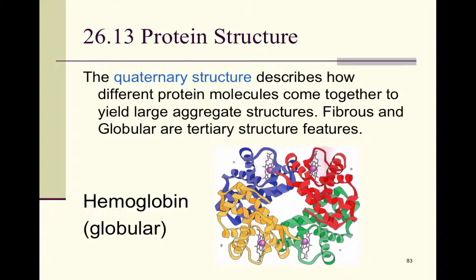The quaternary structure describes how the different protein molecules come together to yield large aggregate structures. This is where the terms fibrous and globular come from. And here is a structure of hemoglobin.